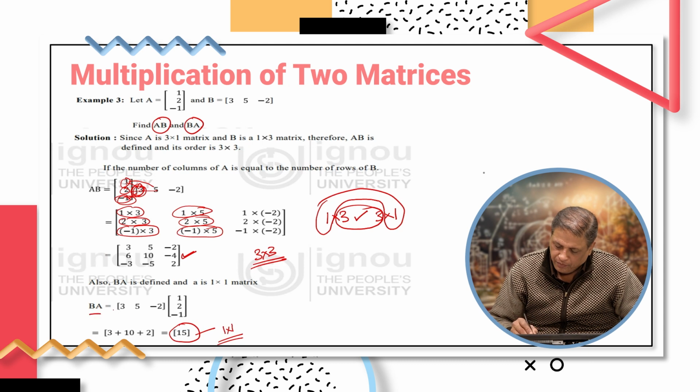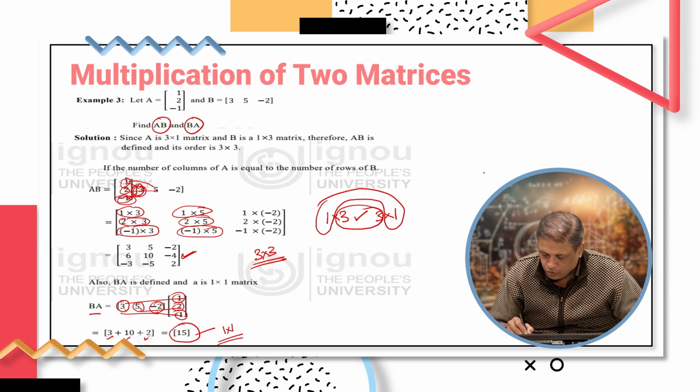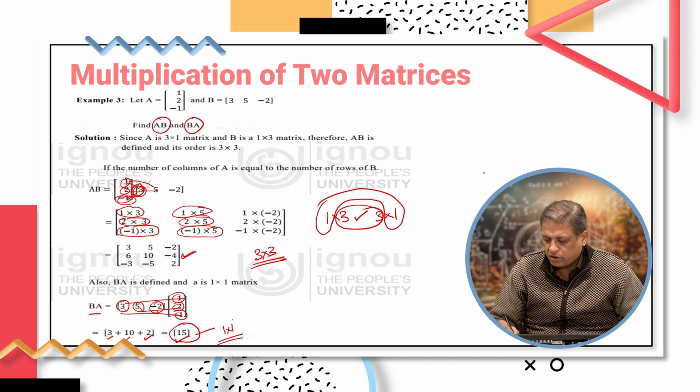So BA: this into this plus this into this, that means 3 into 1 plus 5 into 2 plus minus 2 into minus 1. So 3 into 1 is 3, 5 into 2 is 10, minus 2 into minus 1 is 2. So 3 plus 10 plus 2, that is 15. So this is a matrix of order 1 cross 1.